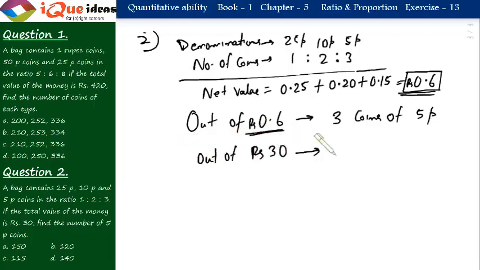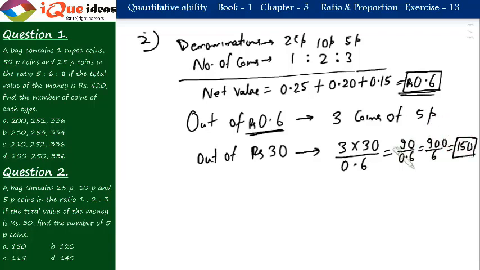So a simple question of the unitary method, we can directly do it. 3 into 30 divided by 0.6. Okay, 3 into 30 divided by 0.6. So it comes out to be 90 by 0.6, and if you remove the decimal, there will be one more 0. So 90 by 0.6 is 900 by 6, which is 150. So there are 150 coins of 5 paisa. Okay, so this is how we could solve this directly.